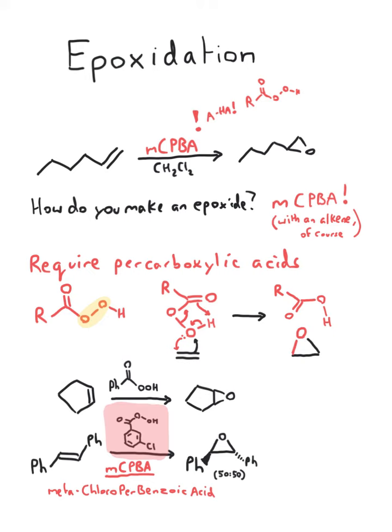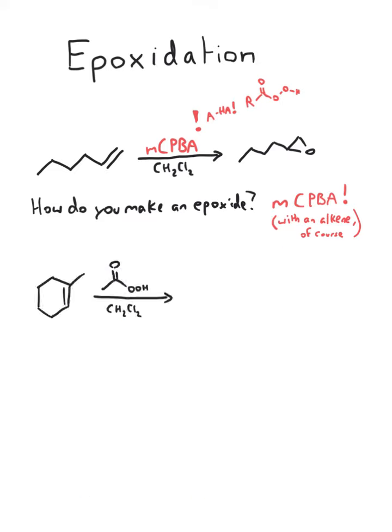However, it does not have to be mCPBA, i.e. what is the product of this reaction? You may pause now. And this is the answer. How do we know? Because the carboxylic acids seem to have an extra oxygen, making a percarboxylic acid.